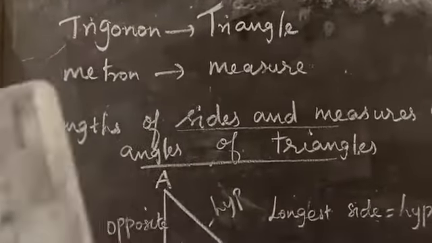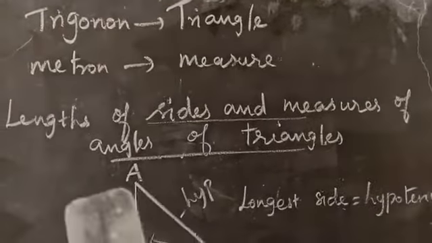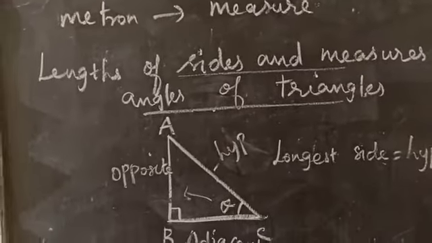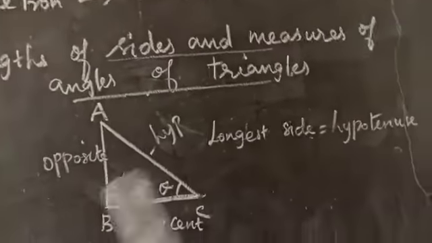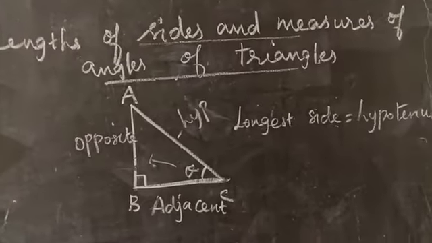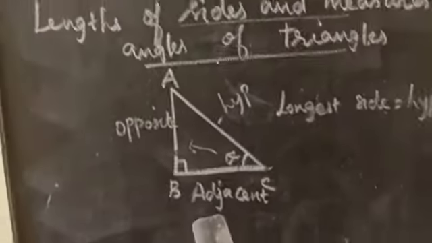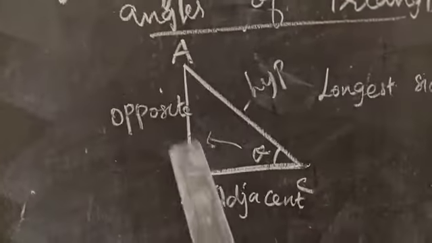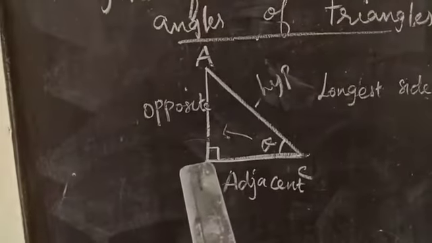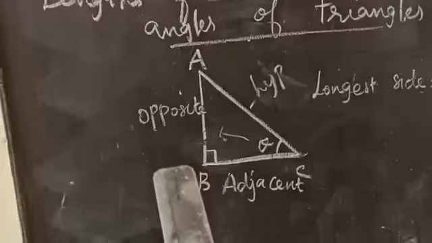In this chapter we study the lengths of sides and measures of angles of a triangle. In trigonometry, we have to take the right angle triangle. A right angle triangle means a triangle in which one angle is 90 degrees. Listen, here in the triangle, angle B is 90 degrees, so ABC is a right angle triangle.